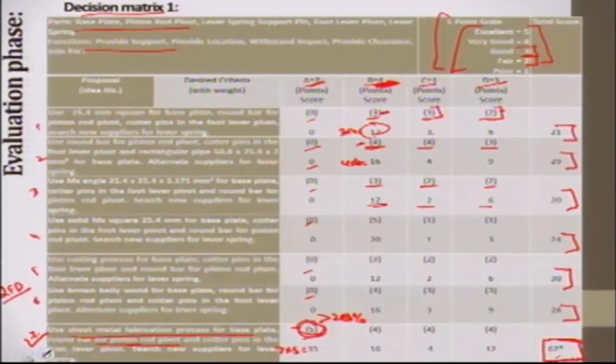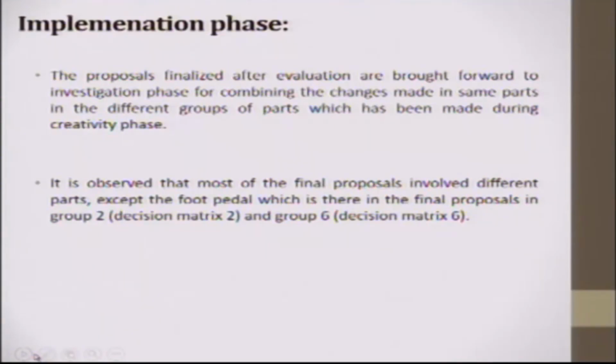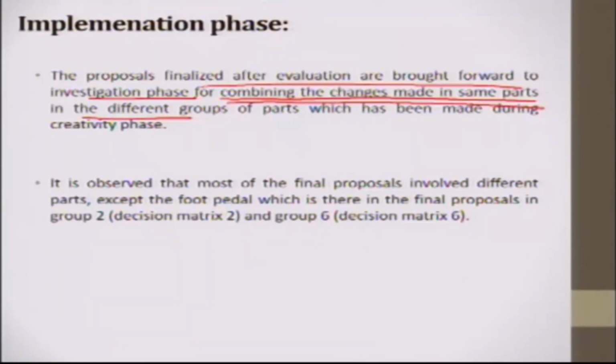Now we need to see whether any ideas contradict each other. Can we combine one or two ideas? Because there are multiple worksheets, the ideas need to be combined, or if the ideas are contradicting, those are to be taken care of. So the proposals finalized after evaluation are brought forward to an investigation phase for combining the changes made in the same parts in different groups. Please note, combining the changes made in the same parts in the different groups.